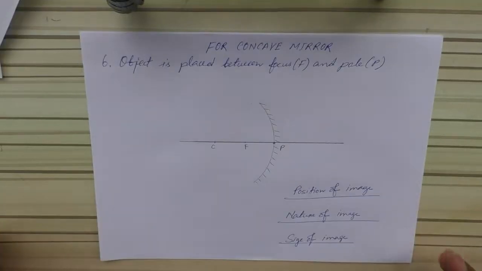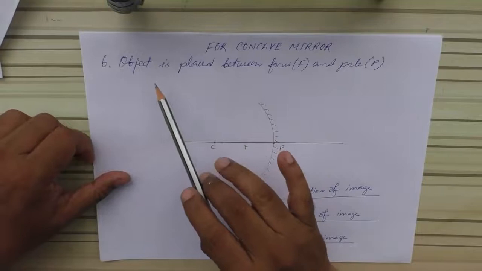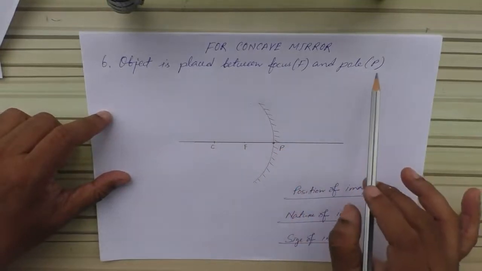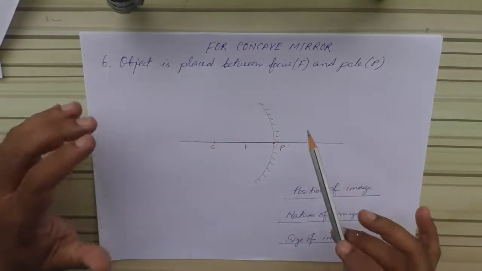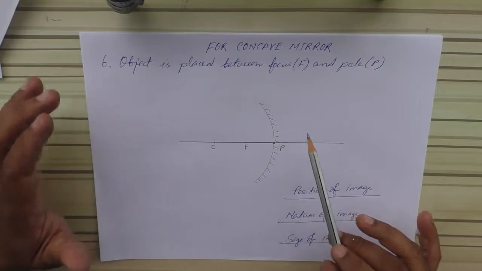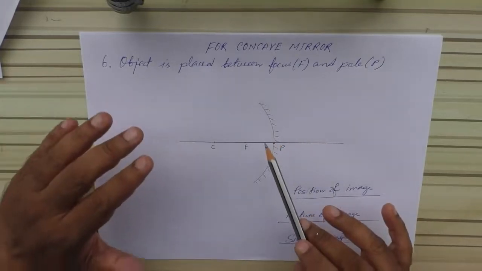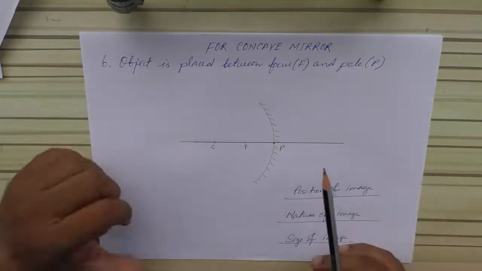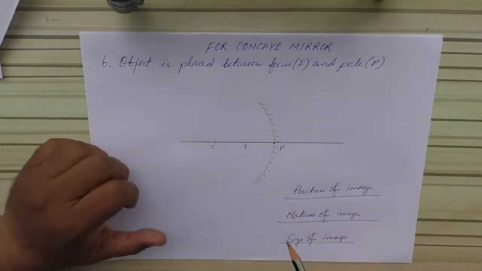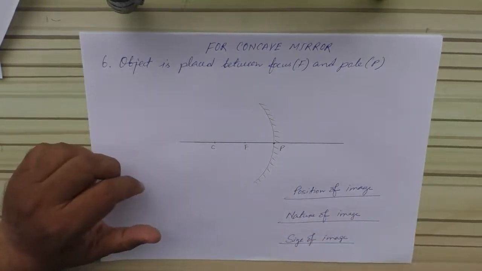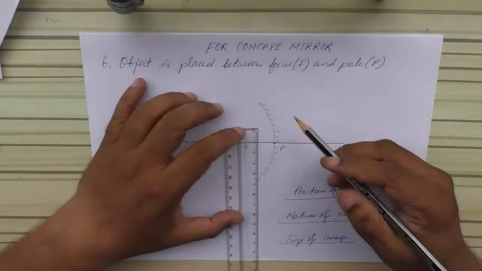In this part we will discuss the 6th point, where the object is placed between focus and pole. This is the last diagram for the concave mirror, but we will draw this diagram in 2 different ways. This is the first method, where the object is placed between focus and pole.